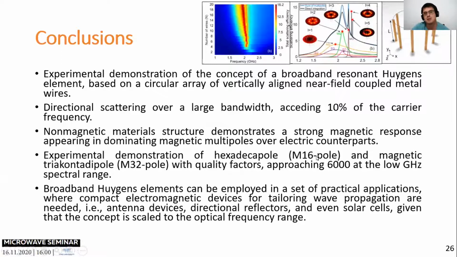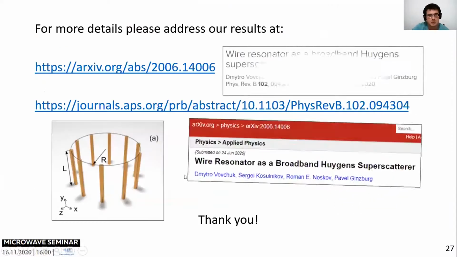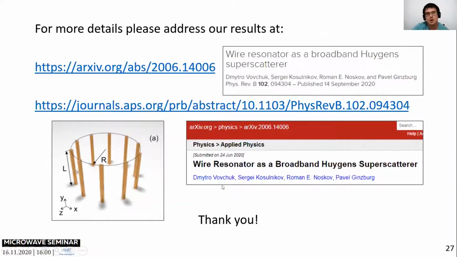We experimentally demonstrated high quality M16 and M32 poles resonant modes in this structure for the gigahertz range, and the quality factor of the highest mode was about 6,000, and this broadband Huygens element performance was working. For more details, please address our paper published in PRB, and there is an equivalent archive source if you are not in the university at the moment. But it is still an interesting thing.